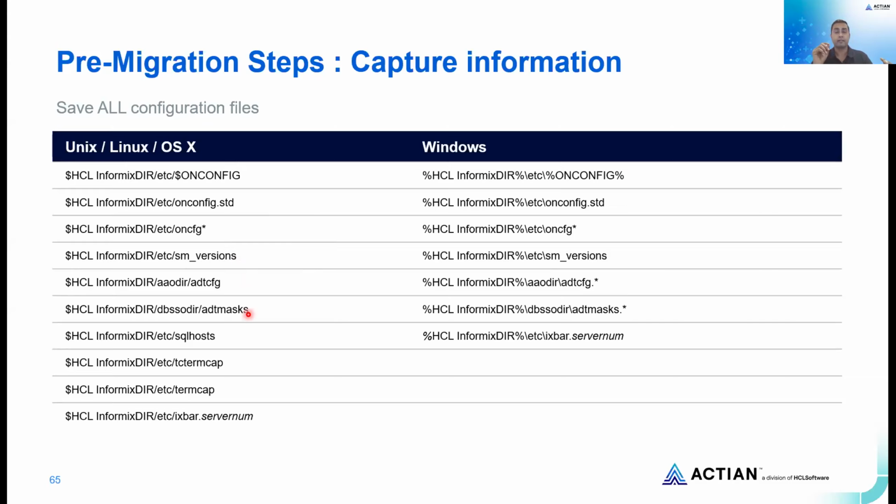In addition to that, the terminal capability files that you see here, tcterm, termcap, and terminfo, should also be retained where applicable. Now, the same holds good for Windows environments as well. The equivalent files under the HCL Informix etc directory and related directories must be secured, including, again, onconfig.std, all variants, sm_versions, adt config, adt masks, and ixbar.servernum.